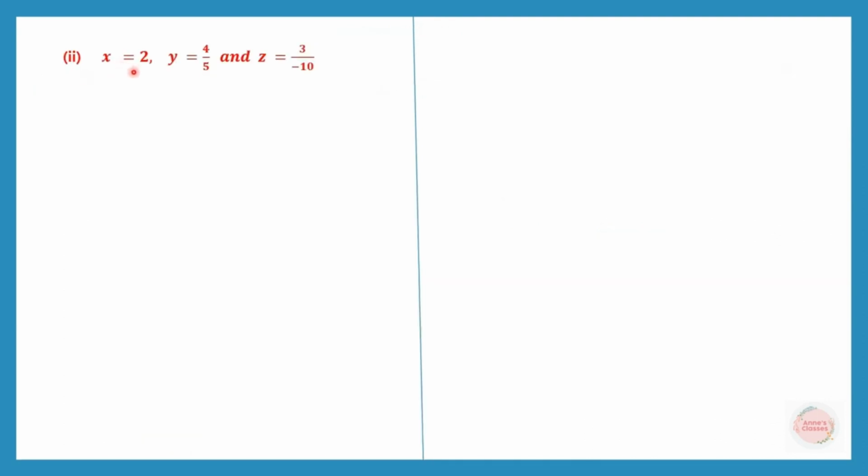Question 2. Here the values of x, y and z are different. So let's substitute these values for x, y and z. On the left hand side we have (x + y) into z, and this is equal to, on the right hand side, x into z plus y into z. So now the left hand side is what we are going to do first. LHS means left hand side, and we're going to do that.